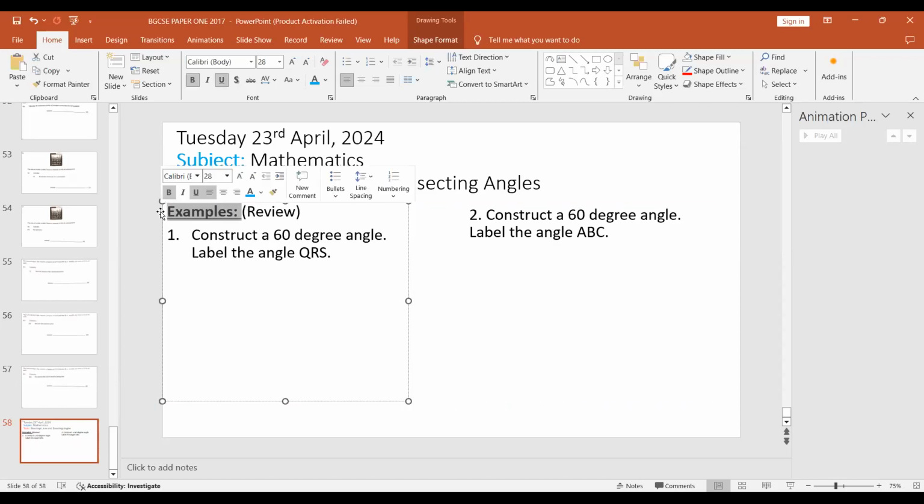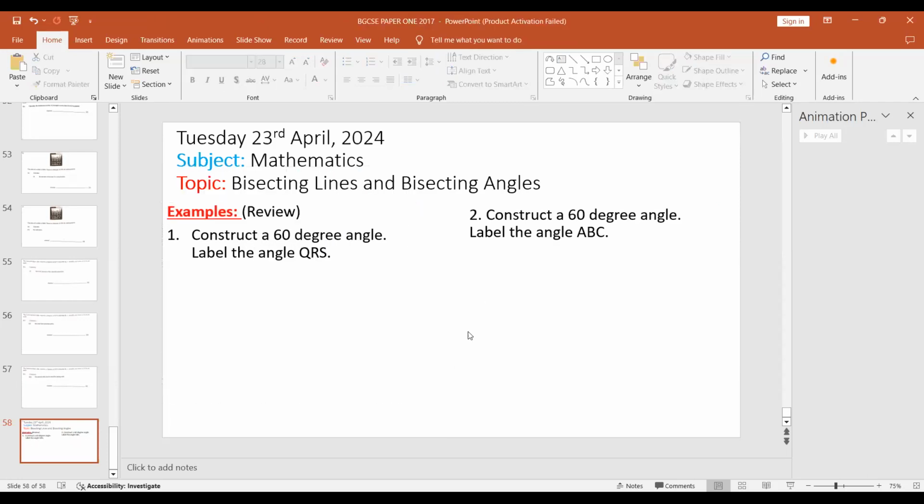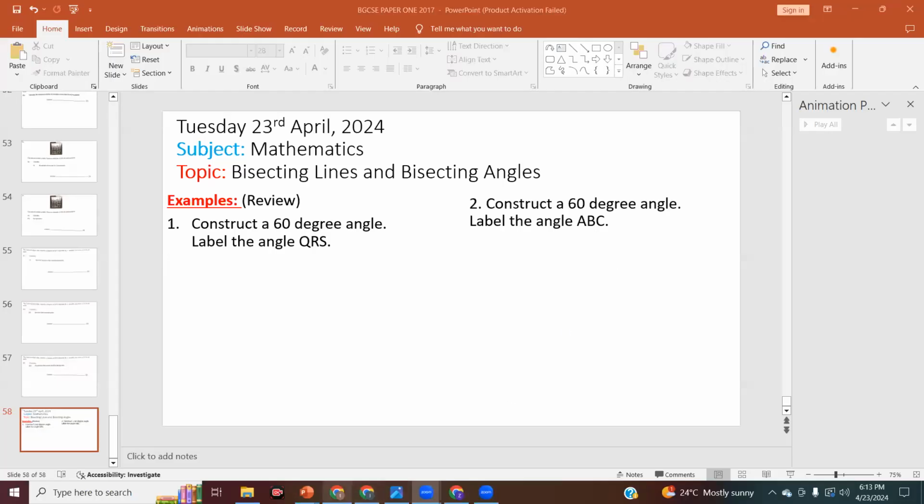Does anyone remember from yesterday how to construct a 60-degree angle? Do you remember what we did? What instruments do we need to construct it? A compass, yes, and a protractor. Compass, protractor, and one more thing. Ruler, very good. So let's go ahead and do this.